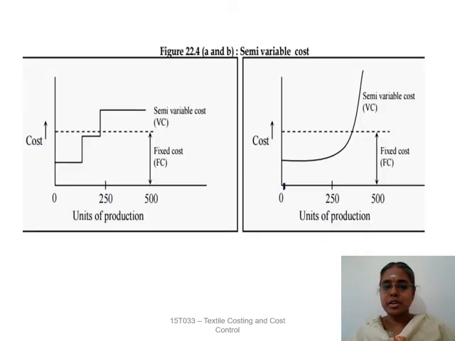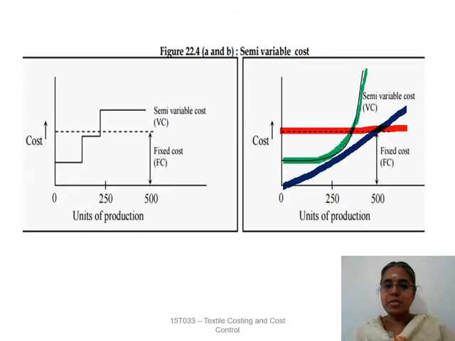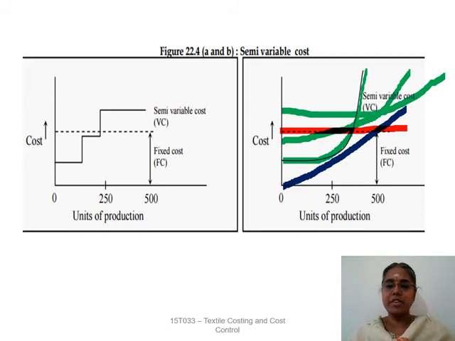So this is variable, this is fixed, and this type is your semi-variable. Semi-variable may be like this or this, anything. All are semi-variable costs, so any shape may be there for semi-variable cost. So this green thing is semi-variable, blue is variable, red is fixed. So by seeing the graph, you should be able to identify which cost it is.